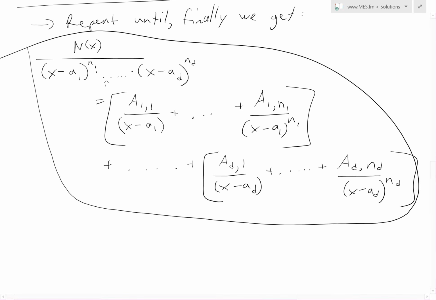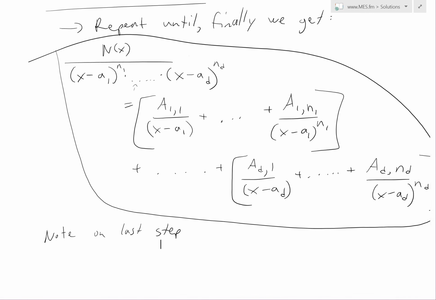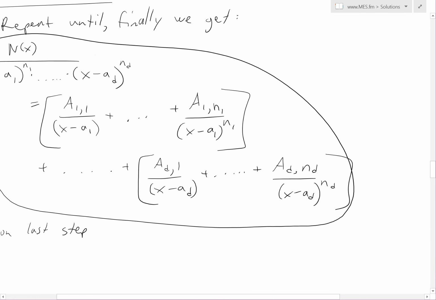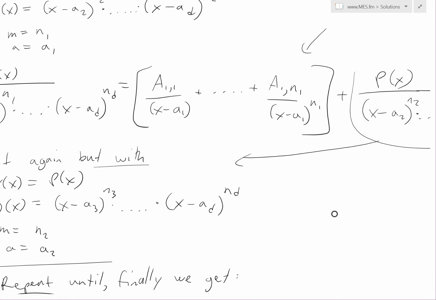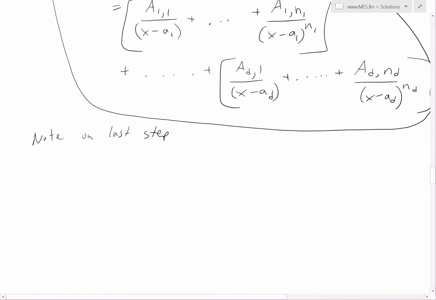And then the last part is a d1 divided by x minus d, all the way until we get a d of n d, that term of x minus a d and d. Now just a note on the last step. In this last step, because there's no extra p of x, where does this go right here? So we have to find out where it goes.